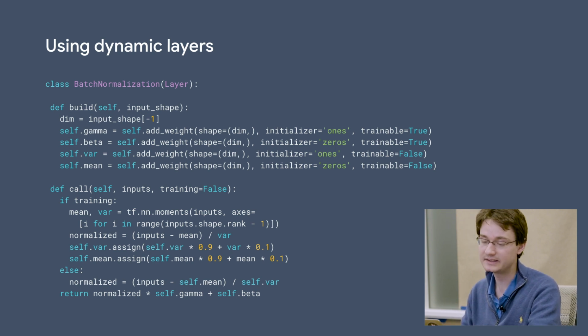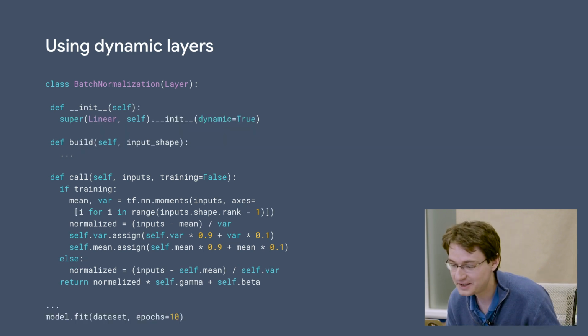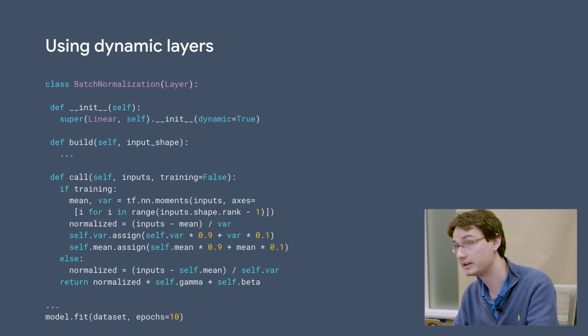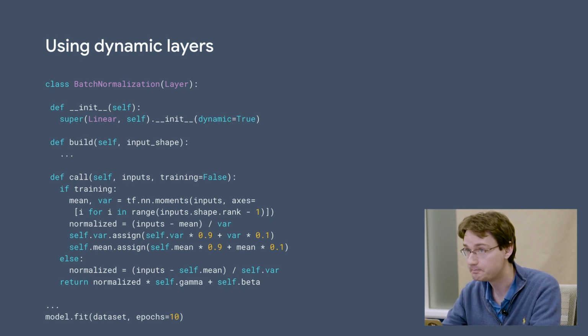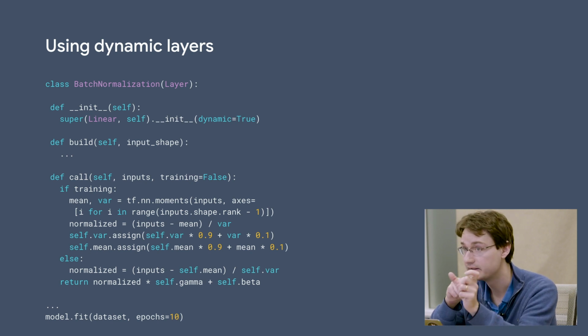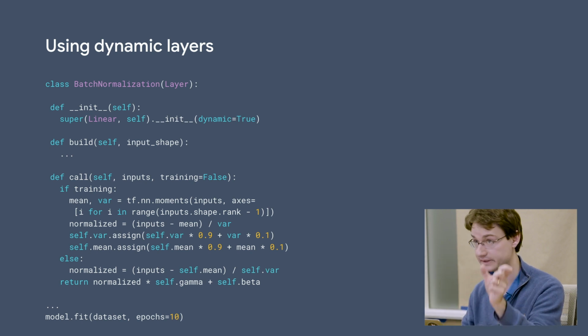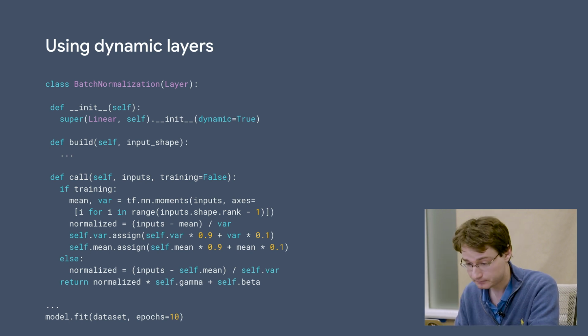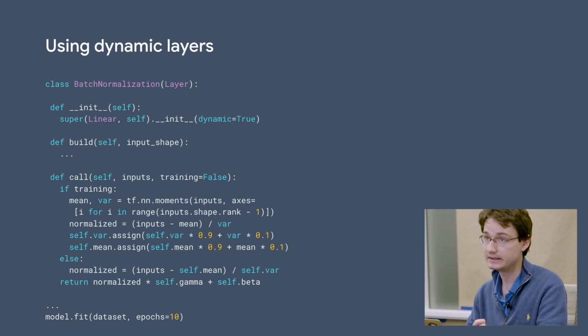But anyway, let's say you have a tree LSTM layer. You cannot graph it. What do you do? In the constructor, when you call super, you pass dynamic equals true. This tells the framework that this layer cannot be graphed. When used in the functional API, it's never going to be used to build a graph. And when you call fit or evaluate, we're always going to run everything eagerly, even if you don't explicitly set run_eagerly equals true.